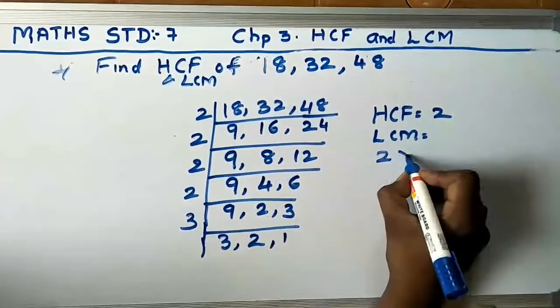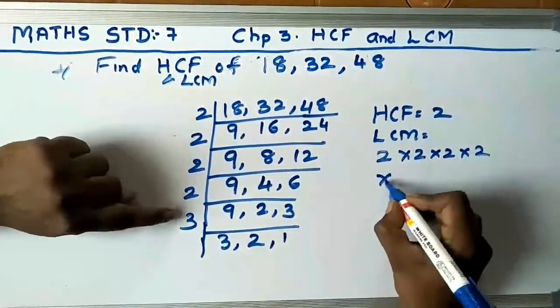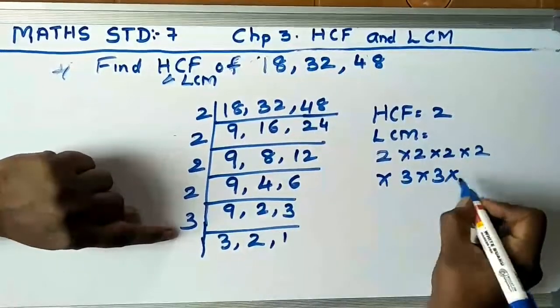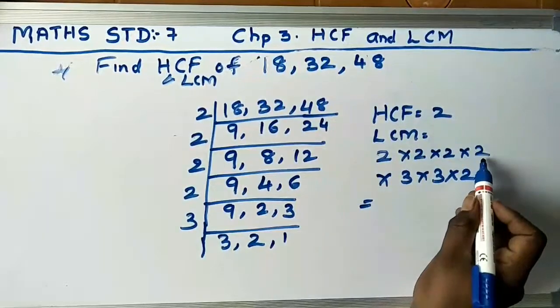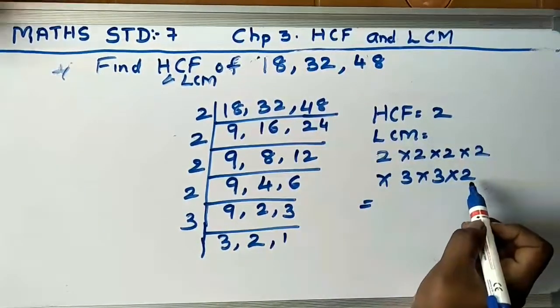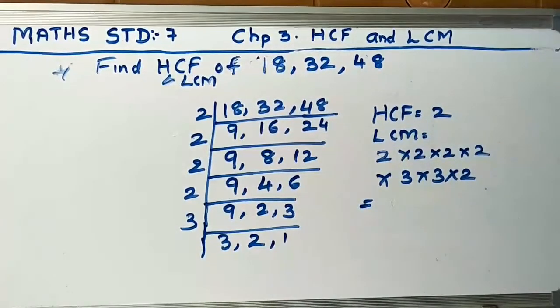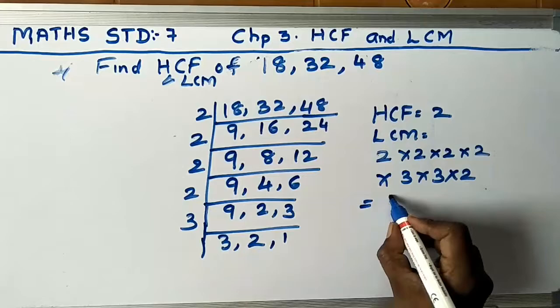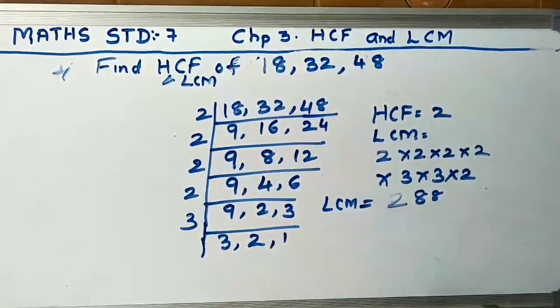So LCM is 2 into 2 into 2 into 2 into 3 into 3 into 2. Now let us calculate. 2 to the 4, 4 to the 8, 8 to the 16, 16 to the 32, and what about 32 into 9? Can you tell me how much 32 into 9 is? So the answer is 288. So your LCM is 288.